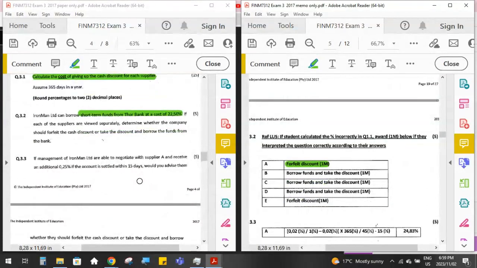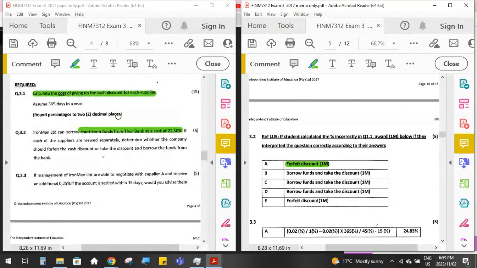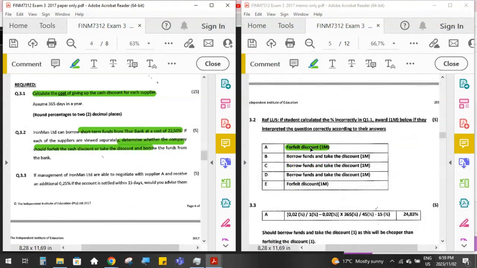So this third, 3.2, where are we here? So 3.1 is calculate the cost of giving up, and then 3.2 said you had to determine whether the company should forfeit or take the discount for each of those banks. So you had to say forfeit the discount or borrow the funds and take the discount.